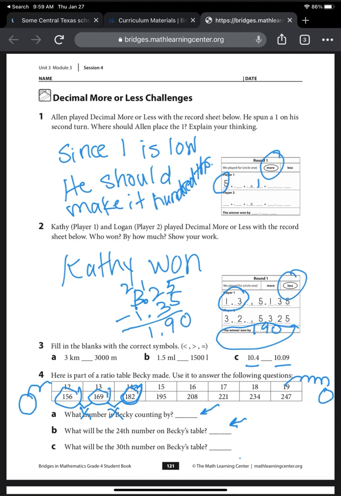What will be the 30th number on Becky's table? Same thing. You can find a combination. Here's 15. If we double 15, we get 30. So we could double 195 and get our answer here. Come to the back table if you still have questions.